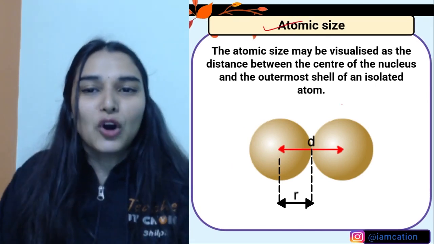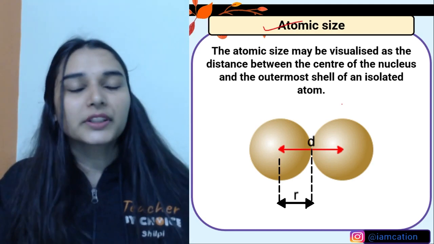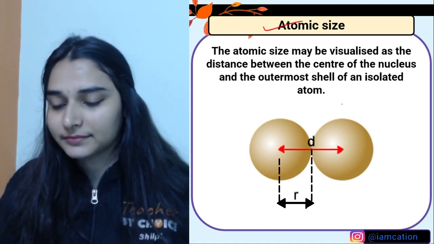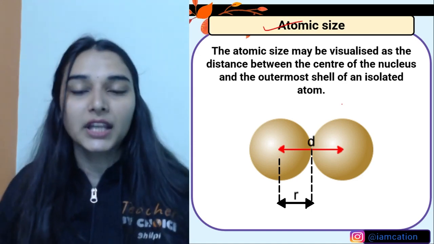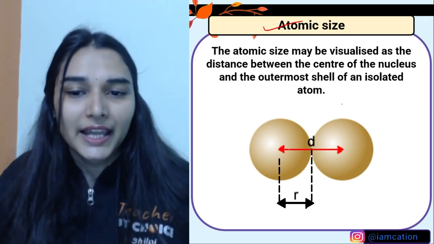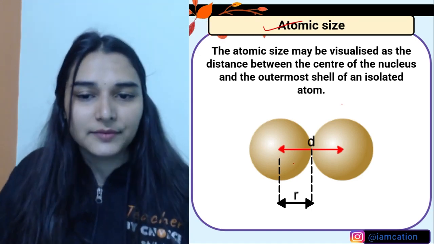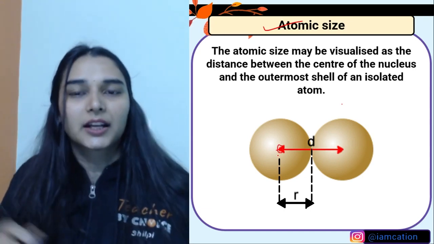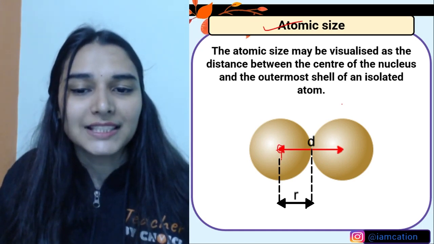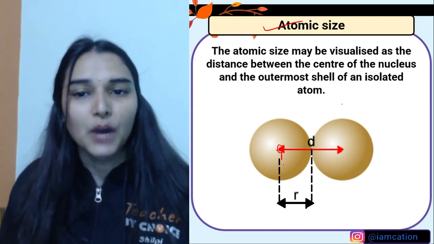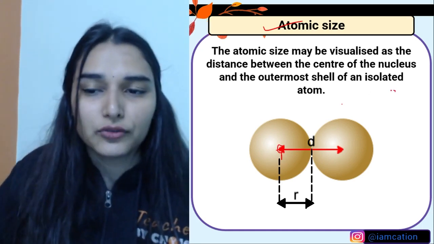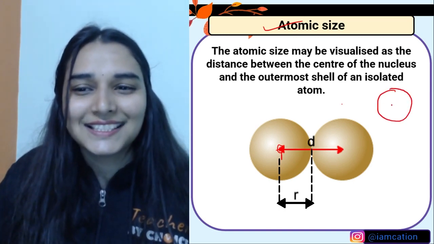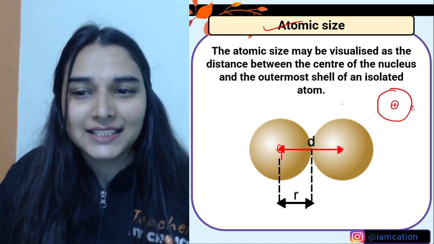The next is atomic size. Before doing the trend of atomic size, you should know what atomic size is. This is also important. So atomic size is, when we have an atom, then from the center we have the nucleus. So you have to take the distance from the center of the nucleus up to the last electron. I'm going to draw here. Shilpi ma'am's drawing is very bad. This is the nucleus and this is the valence electron.